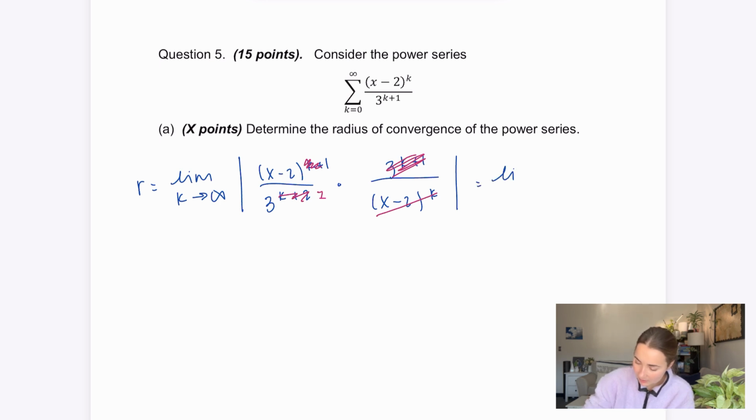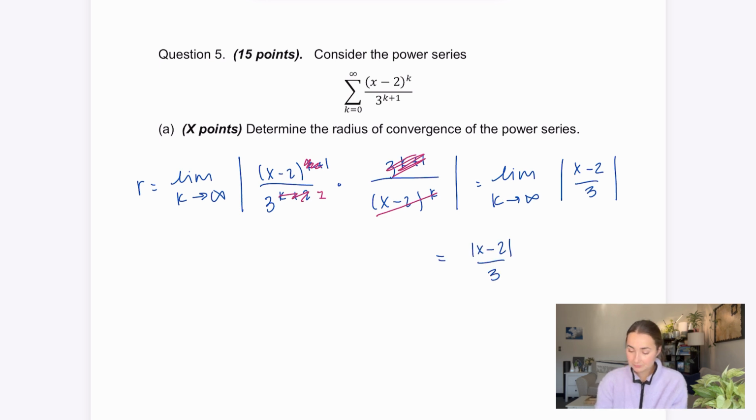So here we get the limit as k approaches infinity of x minus 2 over 3. We don't even have any k terms anymore. So this is just going to be equal to x minus 2 divided by 3.